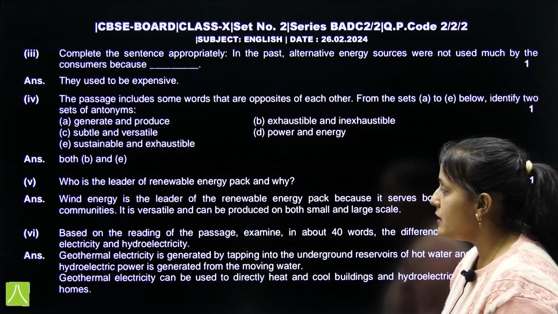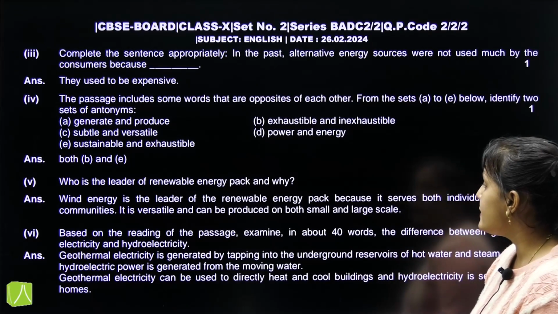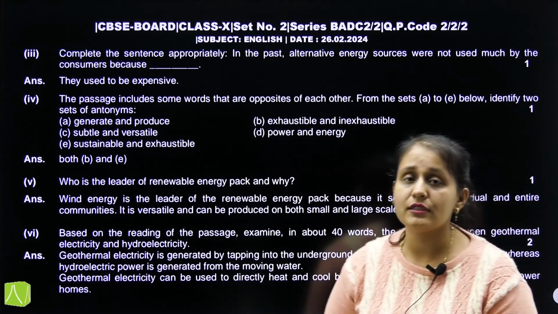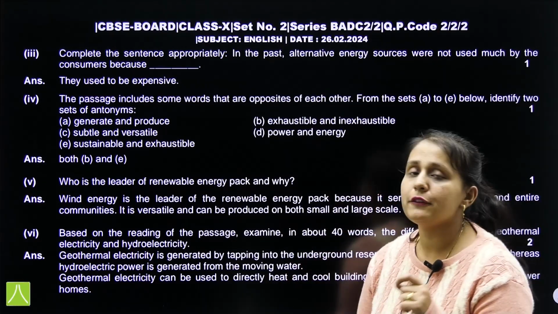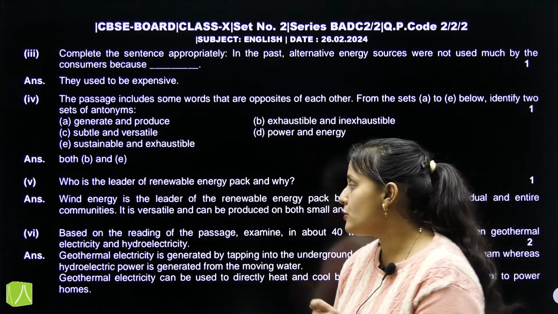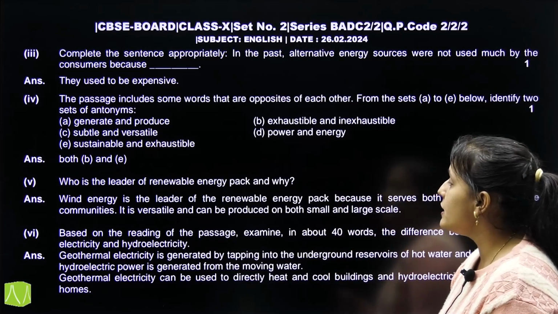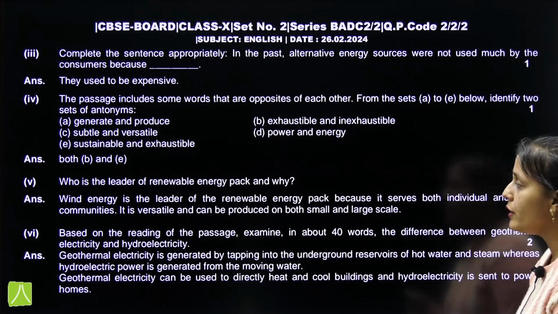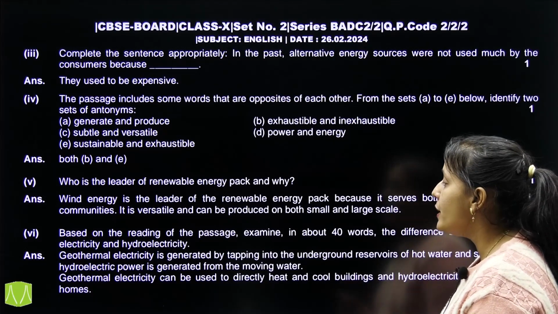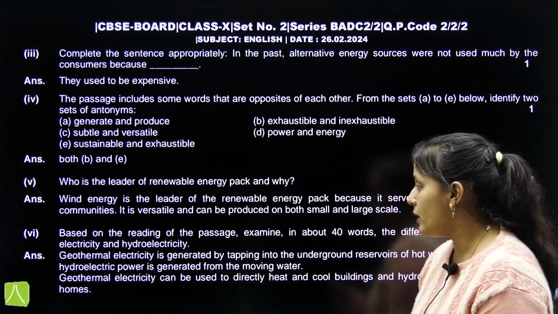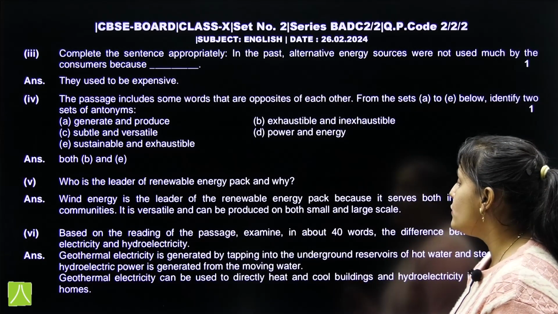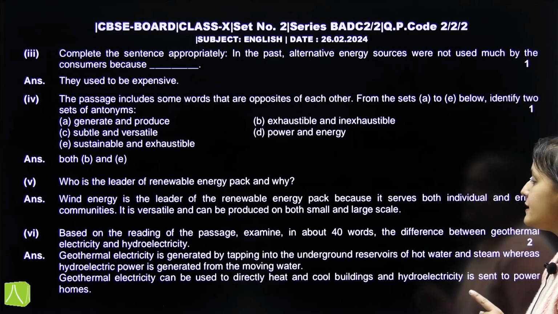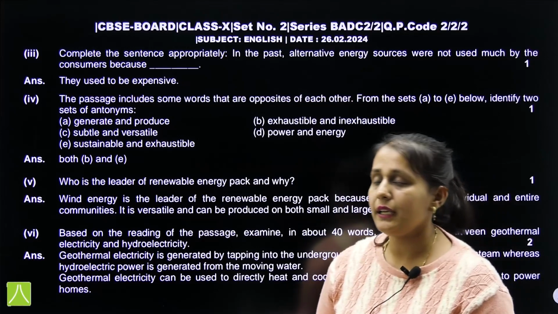The sixth question is, based on the reading of the passage, examine in about 40 words the difference between geothermal electricity and hydroelectricity. In this particular question you had to state the difference in about 40 words. So, what is the difference? Geothermal electricity is generated by tapping into the underground reservoirs of hot water and steam, whereas hydroelectric power is generated from the moving water. Okay. Geothermal electricity can be used to directly heat and cool buildings, and hydroelectricity is sent to power homes. Okay.